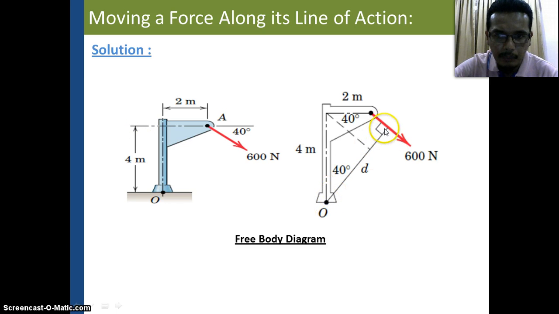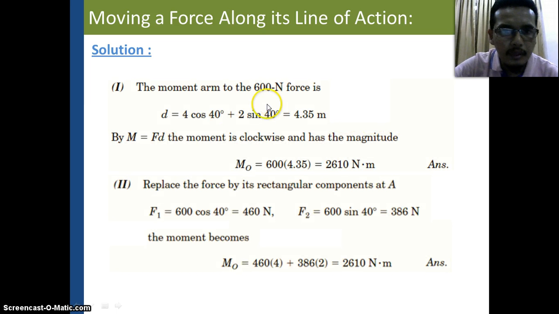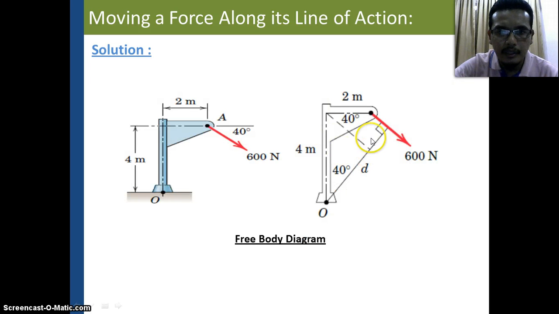From here to here is the perpendicular distance to the 600 Newton, so this is the moment arm of the 600 Newton force. D, how to find D? We need to find this theta. Using sin theta, you get this distance, and using cos theta, you can get this distance.